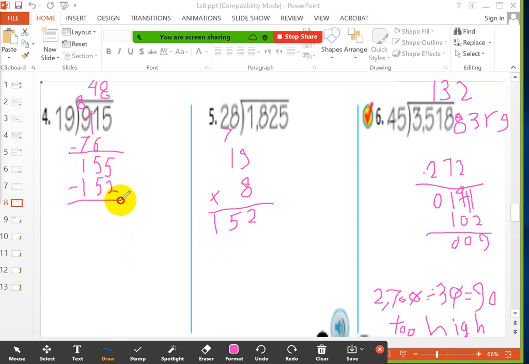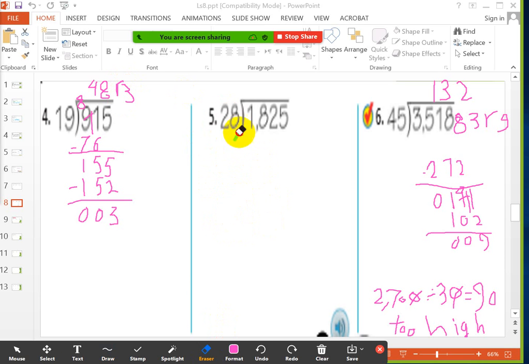Let's subtract. 5 minus 2 equals 3. 5 minus 5 equals 0. 1 minus 1 equals 0. I can't divide 3 by 19, so it will be what? It will be a remainder, and the remainder is 3. Now let's move to exercise number 5.